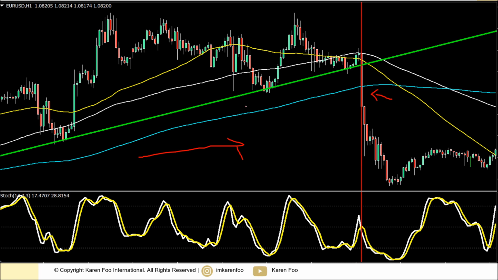Now of course you realize that sometimes when the price breaks the trend line, it wouldn't retrace back and test the trend line, which happens sometimes. So if you wait for the price to retrace back to the trend line, you might have missed out this trade, okay? And somehow when it breaks this trend line, it didn't break on an overbought level, okay? It broke on a neutral level.